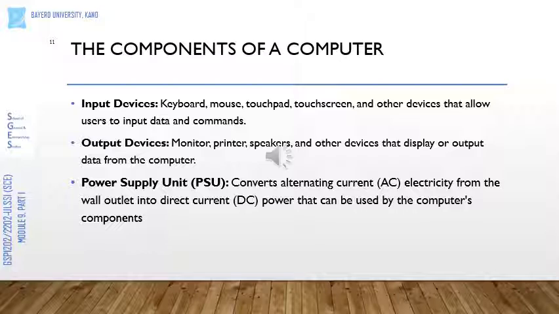The next is the power supply unit. The power supply unit converts alternating current to direct current. This is because the computer will not be able to stand the alternating current, and it might spoil our chargers and our charging points. So it is better you use something that can convert the AC to DC before plugging in your electronic device or your computing device.